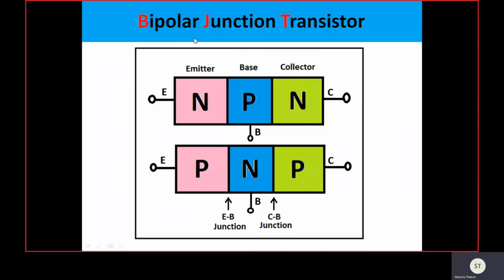There are two types of bipolar junction transistor. One is the NPN and the other is PNP. So basically a transistor is a 3-terminal and 2-junction semiconductor device in which the 3 terminals are emitter, base and collector, and there are 2 junctions, one junction in between emitter and base called the EB junction and the other junction between collector and base called the CB junction.